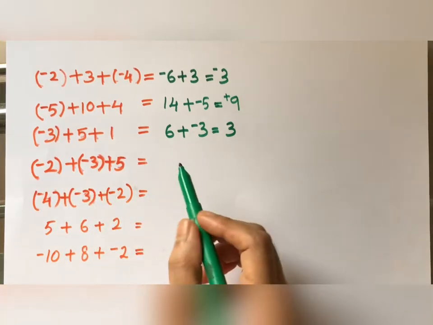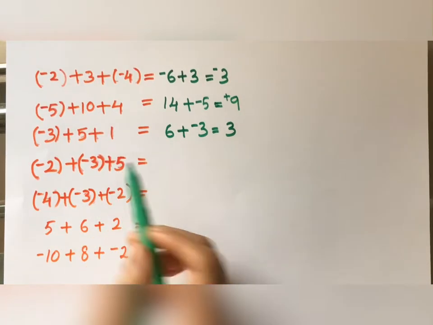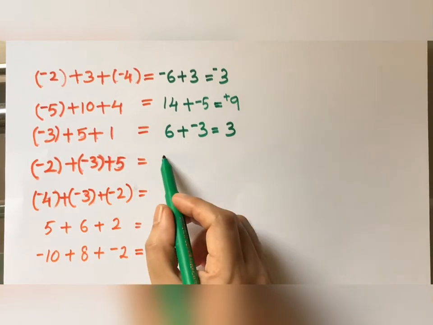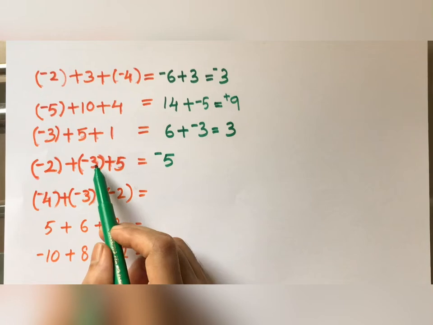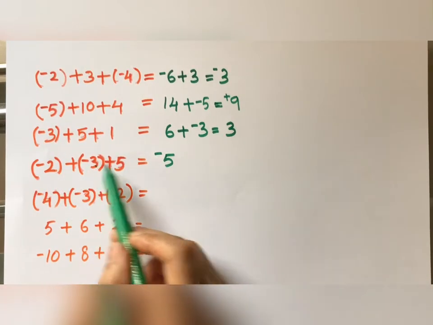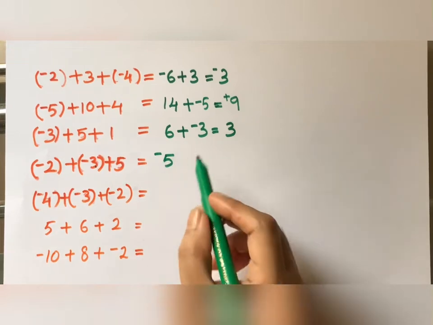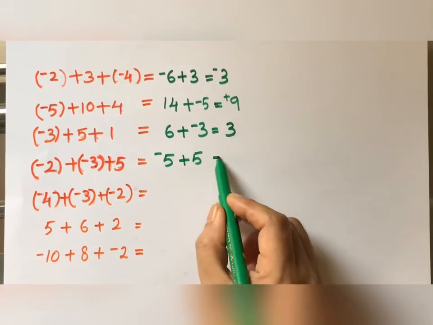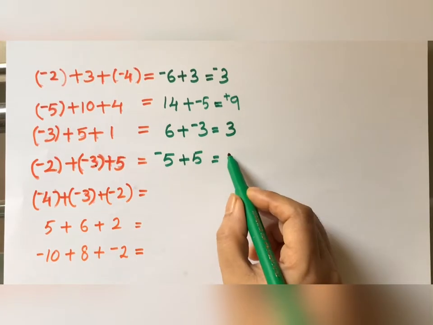Now -2 and -3 are negative and 5 is positive. So add -2 and -3, you will get -5, because both are negative. Add them together and keep the same sign. 2 plus 3 is 5 and the sign is negative, and plus 5. -5 and 5 is 0.